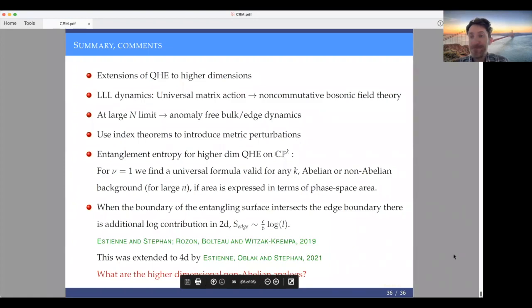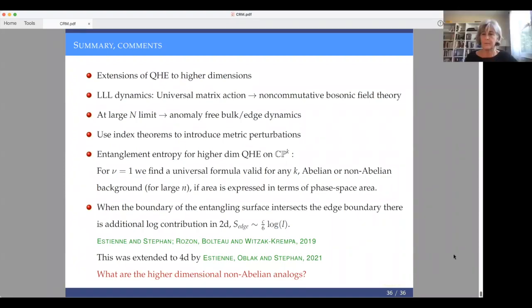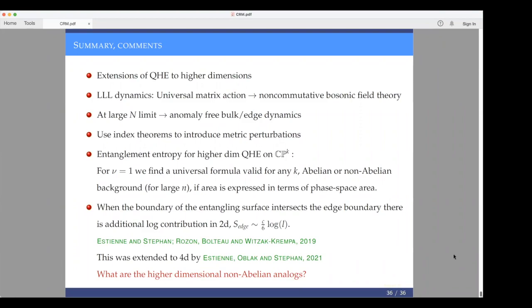John, please. At the beginning, you distinguished between the integer and the fractional Hall effect, but I think most of your talk was concerned with the integral case. Is that correct? All of my talk is about the integer quantum Hall effect. So my question is, what determines whether the effect is integer or fractional? And do you have any similar results for the fractional?